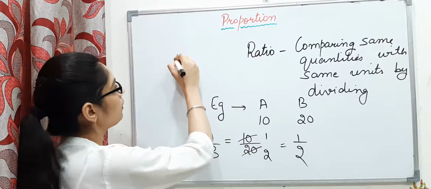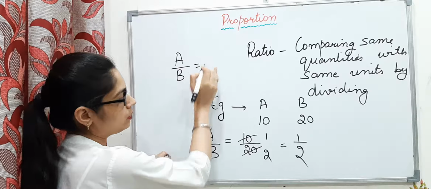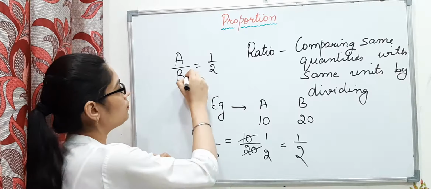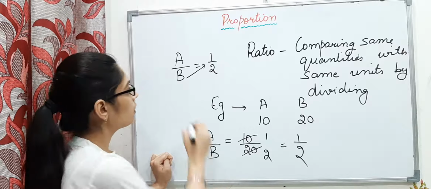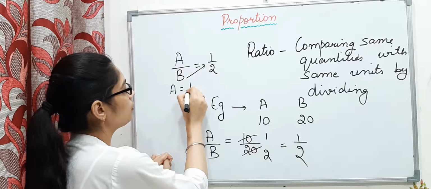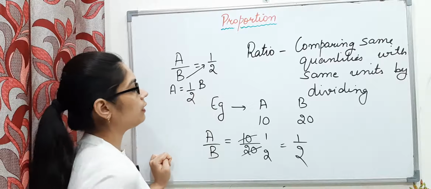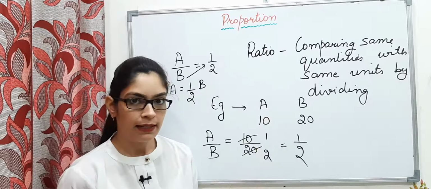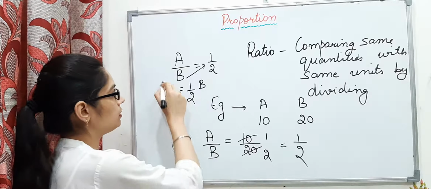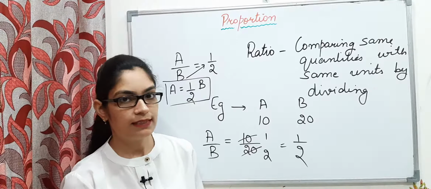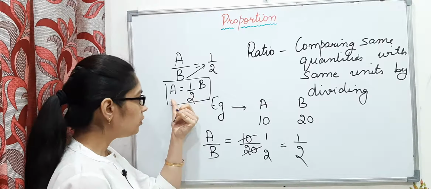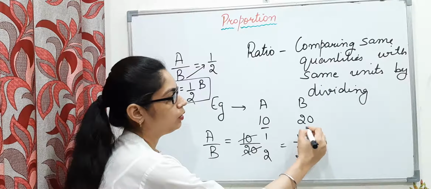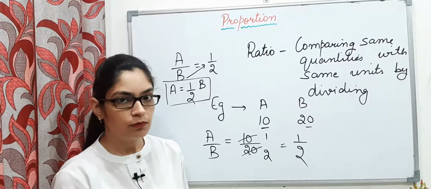So I can write A by B is equal to 1 by 2, or if I shift B to the other side, A will be 1 by 2 into B, or half of B. See, we compared by dividing. After dividing we got this result, that marks of A, since we are comparing marks, A is half the marks of B. You can see 10, 20. So we will take another example.